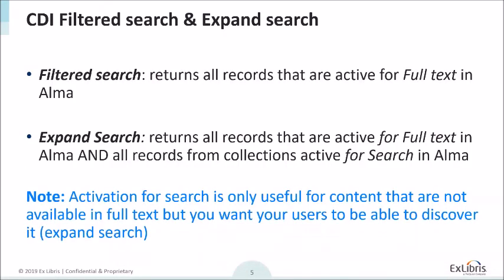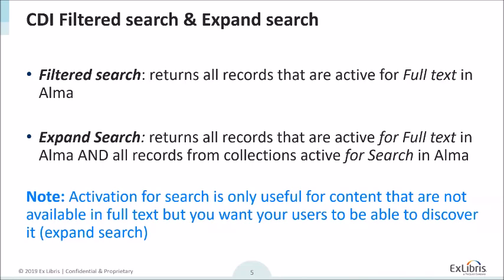So how does this filtered search and expand search work in CDI? Now let's have a look at what CDI records are shown. First of all, in the filtered search, CDI will return all records that are active for full text in Alma. So everything that you activate for full text in Alma automatically becomes part of the filtered search. The expand search returns the same records, everything that you have activated for full text in Alma, plus all the records from collections that you've activated for search in Alma.